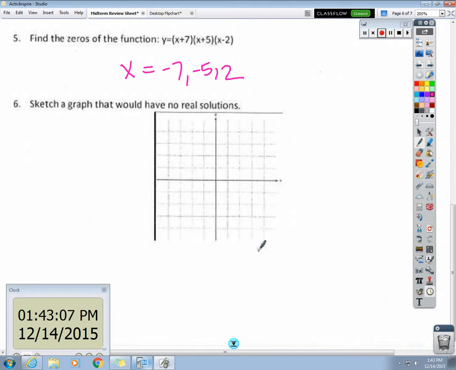Okay, number 6. Sketch a graph that would have no real solutions. What does that mean? It doesn't touch the x at all. It doesn't touch it or cross it. So like a parabola that got shifted up the y-axis, is that ever going to touch or even cross through the x-axis? No. So that would be a graph with no real solutions because it never touches the x-axis. Alright, next page.